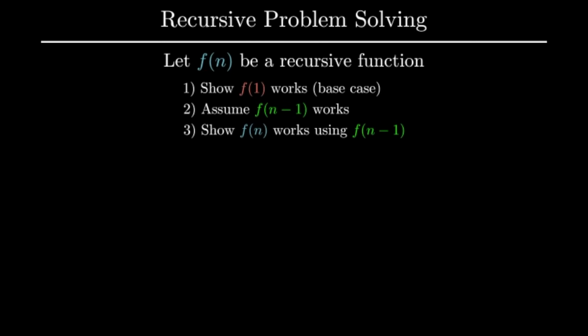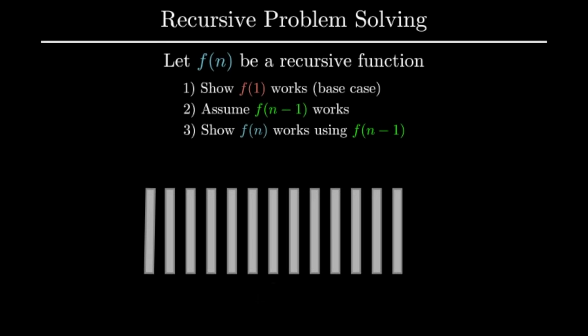Here's some intuition for why these 3 steps work. Think about solving this recursive problem f of n as trying to knock down n dominoes, where you only get to knock down the first domino. You want to show that the nth domino will eventually be knocked down. How do you do this? Well, you know that if you just have one domino, it's obviously going to work out because you can just knock it down. This is an analogy to step 1.